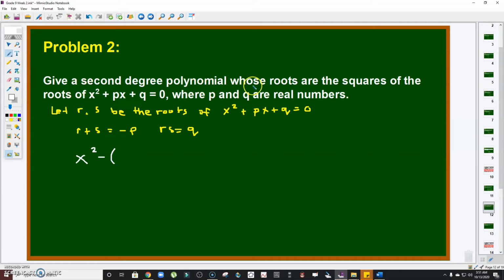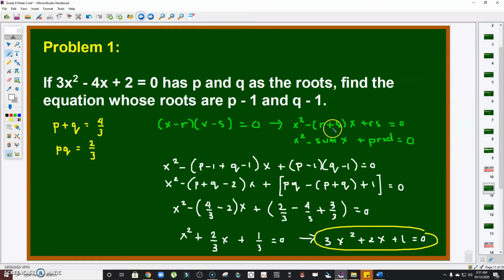Okay, the roots are the squares of the roots of the other. So if r and s are the roots of x squared plus px plus q, the roots of our unknown equation should be r squared and s squared. So once again, x squared minus sum x plus product equals 0. See that? I hope it's clear why it became like this. Once again, I just apply x squared minus sum x plus product.